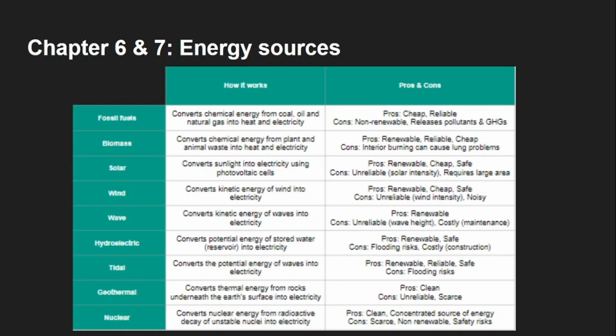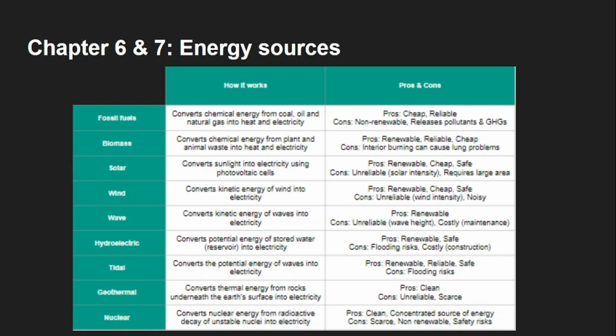So it's important for you to... I've just given a couple here in most cases, so it's just something to keep in mind in case you get tested on it. So tidal energy is the next one, where it converts the potential energy of waves into electricity. So this is slightly different from wave energy.